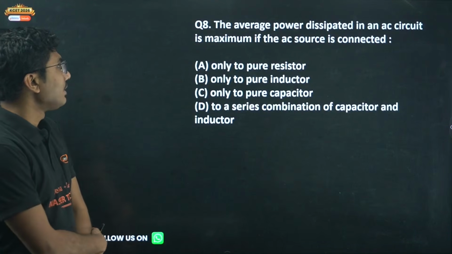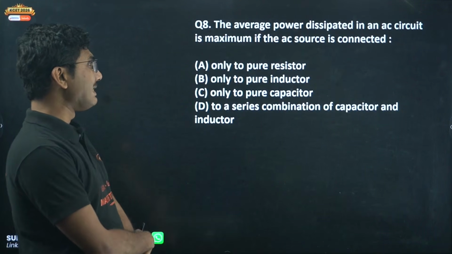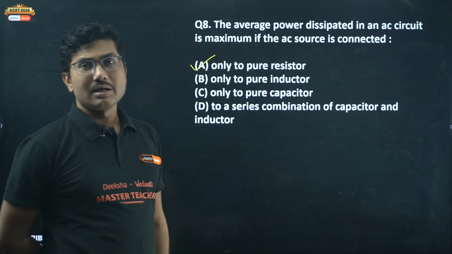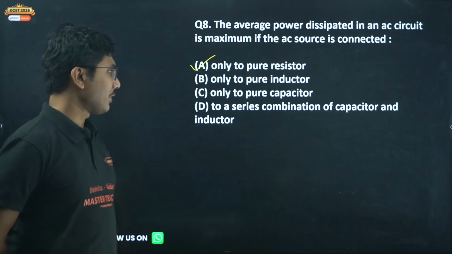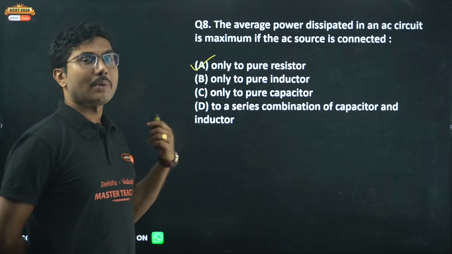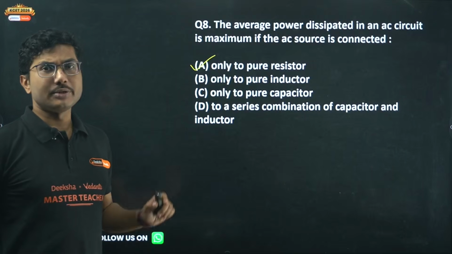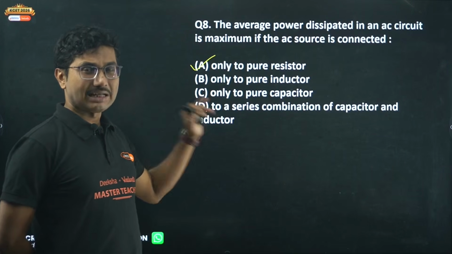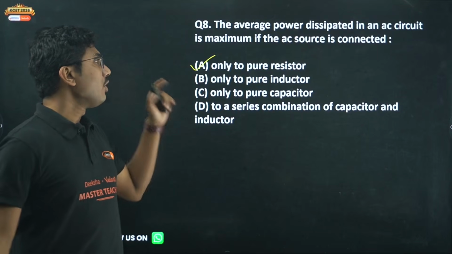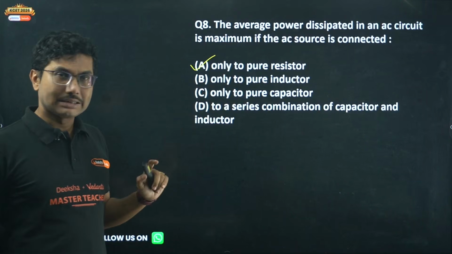Next, move on. The average power dissipated in an AC circuit is maximum if there is an AC source connected only to a pure resistor, or the circuit is in resonance. Inductor and capacitor do not consume any power, so power consumed by an inductor, a capacitor or a combination of inductor and capacitor will always be 0. It is always maximum power that will be dissipated if it is only a pure resistor.